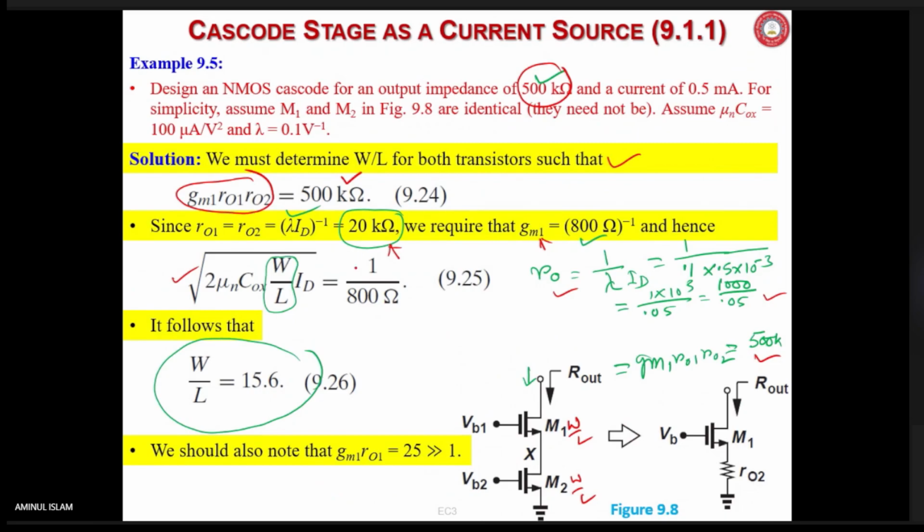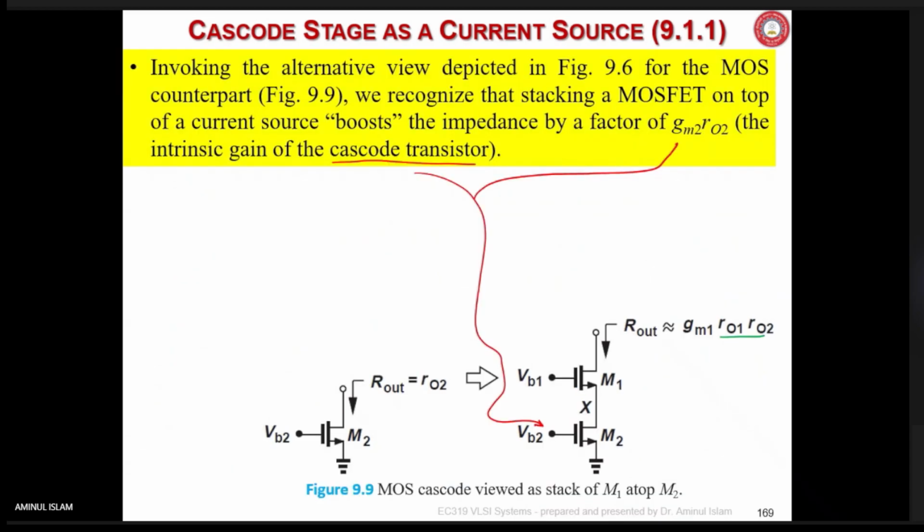So here you understood. See, W by L is going to be 15.6. That is the answer to the question. Okay, is it obtainable? Got it. Okay, then I'll go to the next slide.